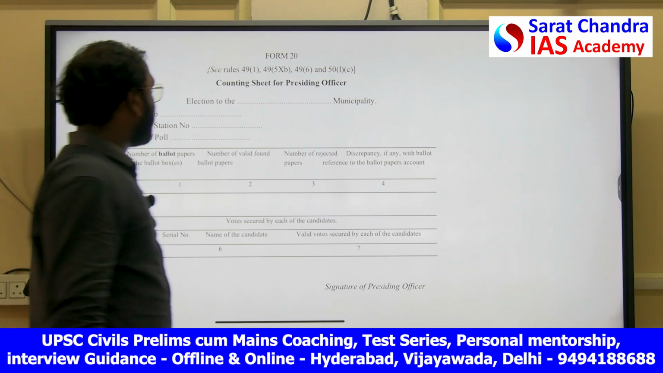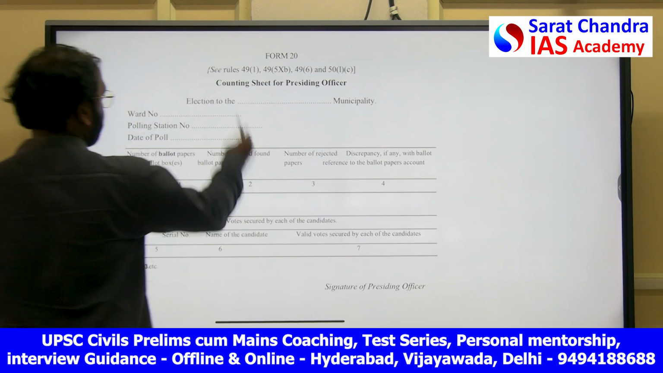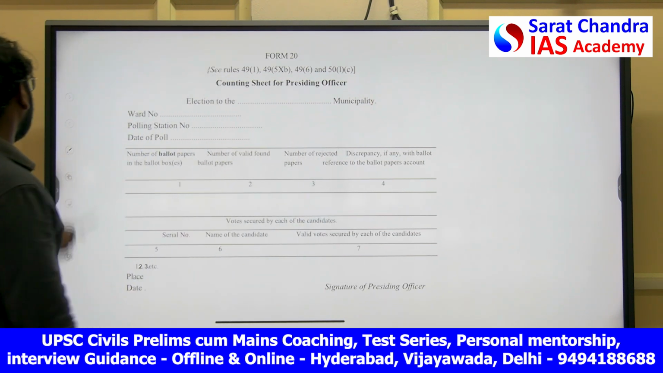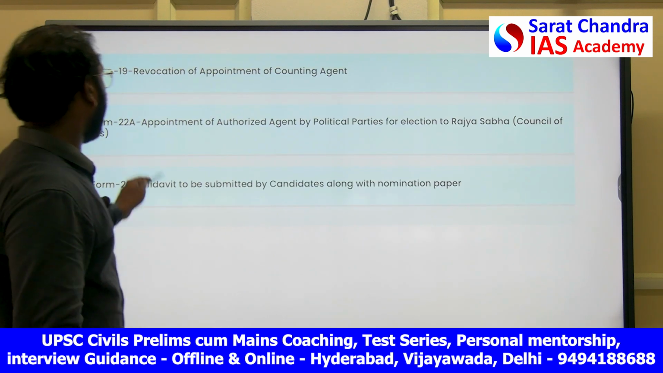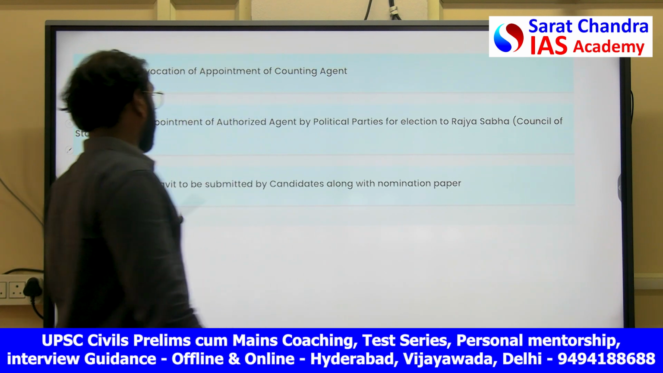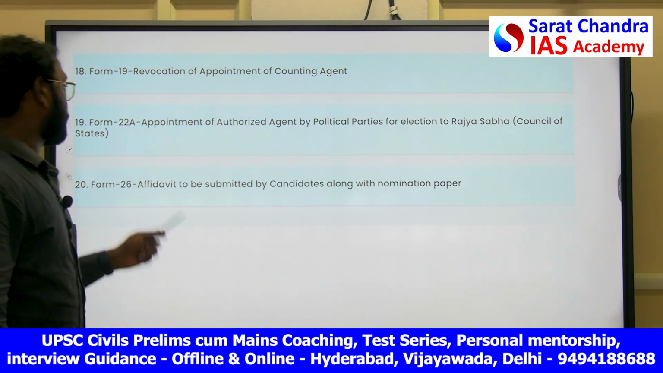So the counting result sheet, the counting sheet for the presiding officer, talks about the final result sheet. Form 20, final result sheet. Form 22A is the appointment of authorized agent by political parties for elections to the Council of States, not very important as of now.